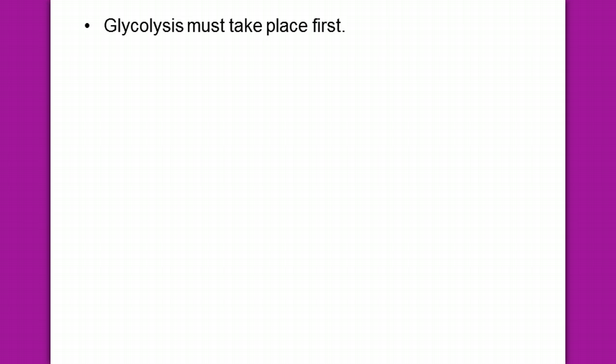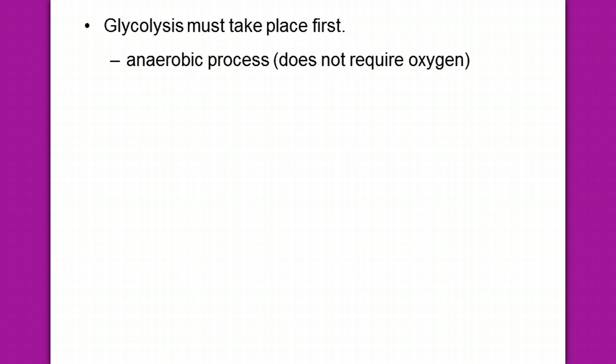Now glycolysis has to take place first. That's the first process. It's the first stage, if you will, of cellular respiration. It is an anaerobic process, so it does not require oxygen to be present. So it can happen even when you're tired and exercising and your muscles just really need to make some more ATP. So it takes place in the cytoplasm of your cells, not actually in the mitochondria.